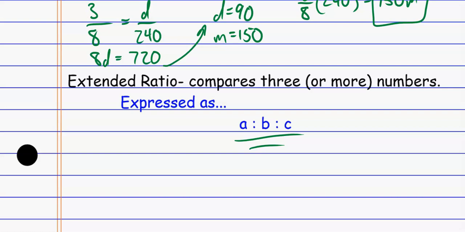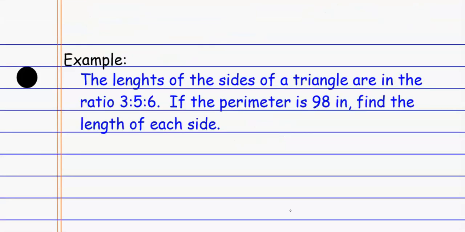If I look at something like this guy, it says the lengths of the sides of a triangle are in the ratio 3 to 5 to 6. If the perimeter is 98 inches, find the lengths of each side. And so because we have 3 sides of the triangle, it makes sense to express it as an extended ratio because I have 3 pieces. And what's nice about this, if we think about this from the perspective of a scale factor, okay, I could easily just look at this and say, hey, this is 3 of the parts, this is 5 of the parts, and this is 6 of the parts. And maybe I should have labeled that differently, since this side does look a little bit longer, yeah, might as well.